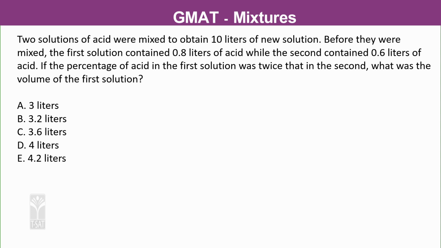of the first solution? So, you have the first solution, let us say its volume was x, and you have the second solution. What will the volume be? The two solutions were mixed to obtain 10 liters of new solution. That means the second solution will be 10 minus x, because when you add the first solution and the second solution, you need to get a total of 10 liters. Therefore, the second solution will be 10 minus x.